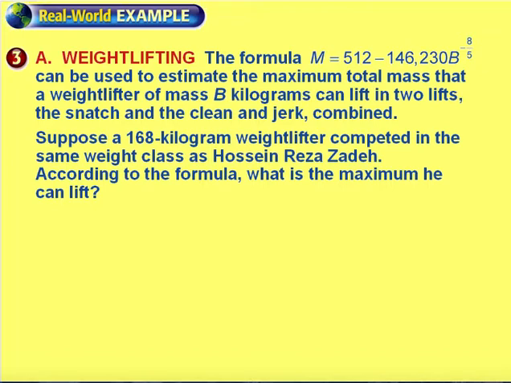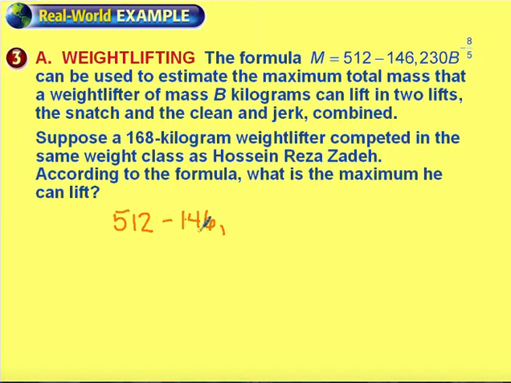Suppose a 168 kilogram weightlifter competed in the same weight class. According to the formula, what is the maximum he can lift? So that is going to become his B, the kilograms he can lift. So when I do this, I'm going to go ahead and plug this in, but I'm going to show you how I put this into my calculator.